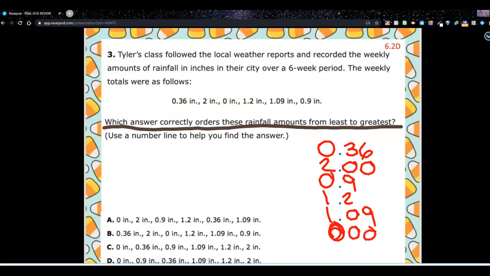Okay, so I ordered my numbers. Now I'm going to go back and fill in any gaps with those placeholder zeros. Any questions yet? Okay.